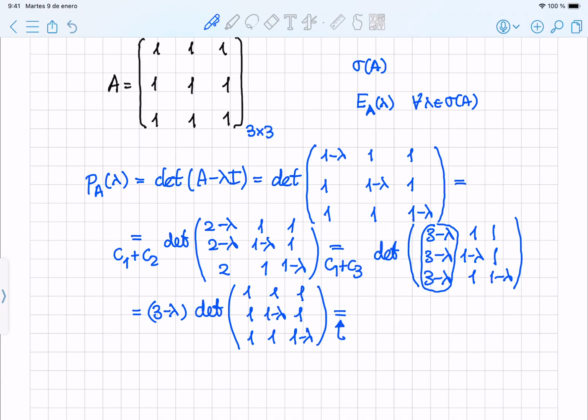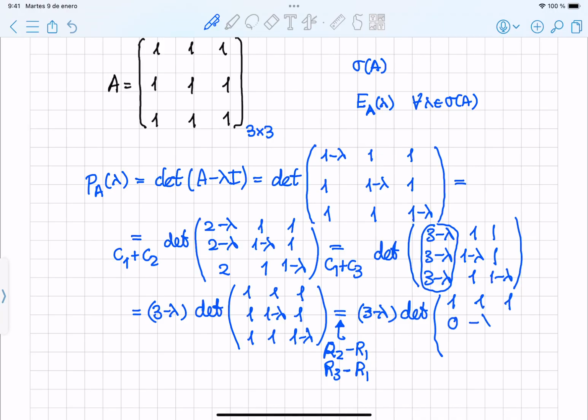The second trick is again using operations. To the second row, I'm going to subtract the first row, and from the third row, I'm going to subtract the first row. This gives us the 3 minus lambda times the determinant, and the determinant again is not changing in value, so it's going to be 1, 1, 1, 0, negative lambda, 0, and 0, 0, negative lambda.